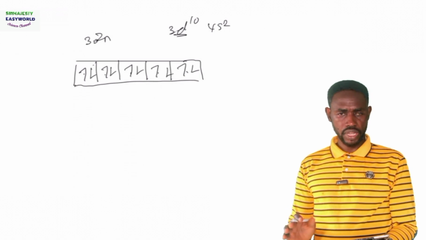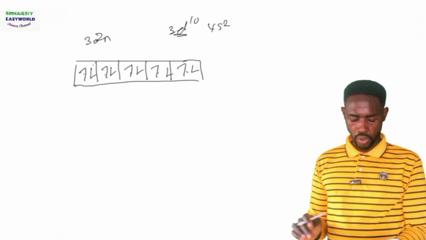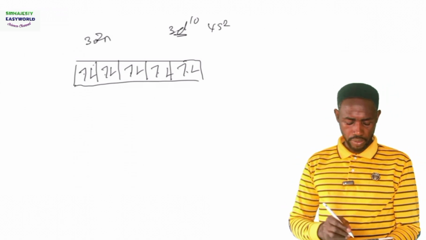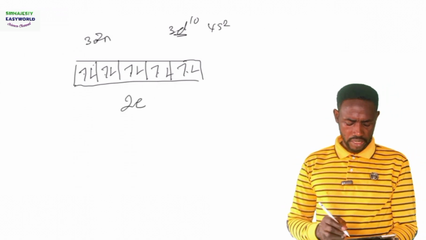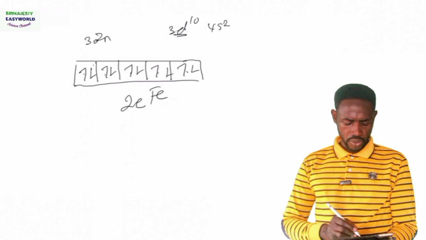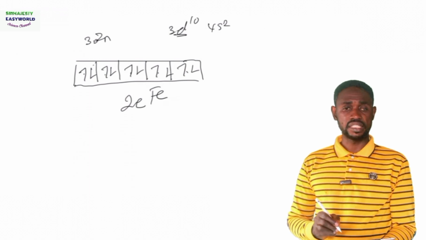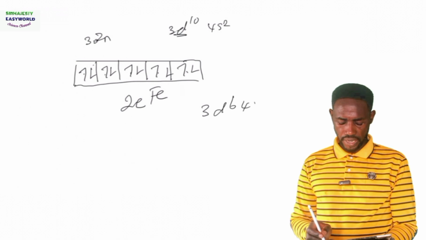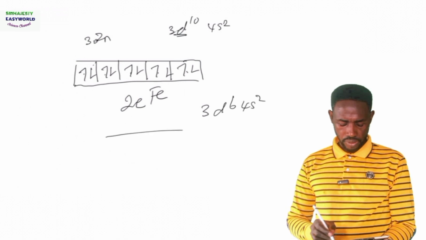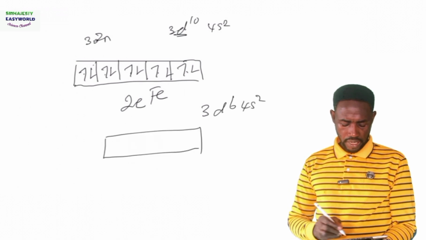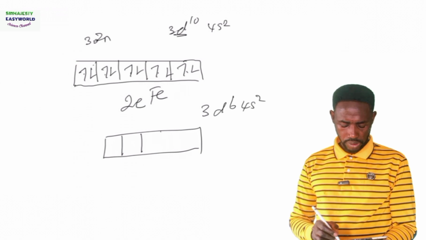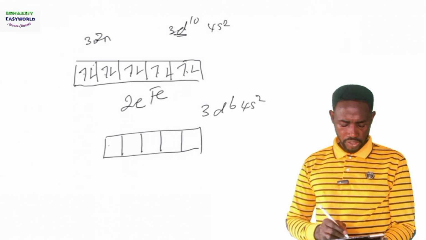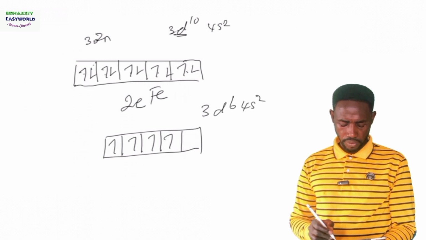So there is no transition. But when we come to manganese, nickel or iron, which is number 26, Fe should end in 3d6. The ending is 3d6 4s2. In this case, there are 5 orbitals: 1, 2, 3, 4, 5.